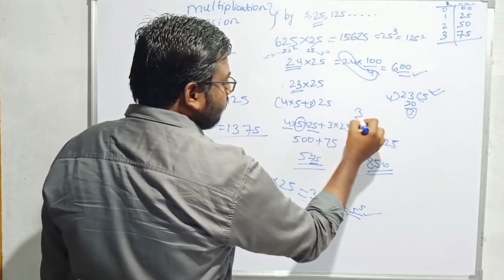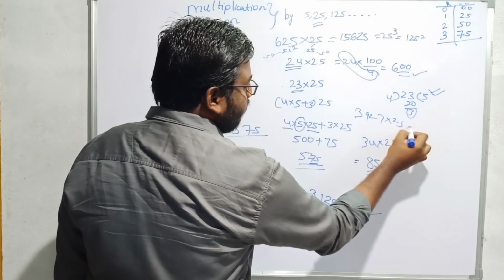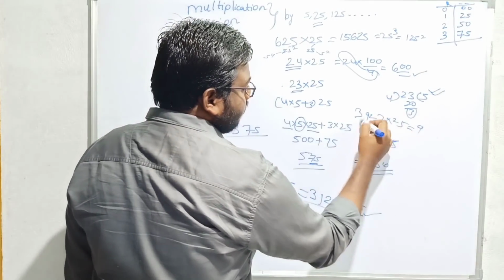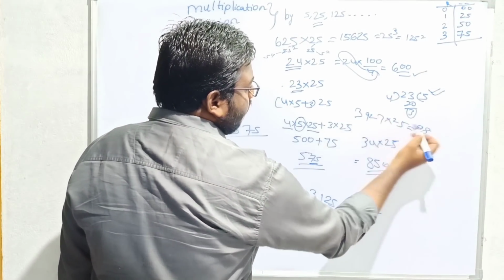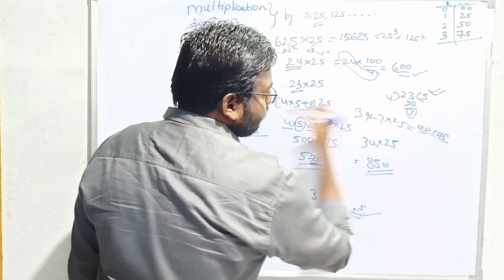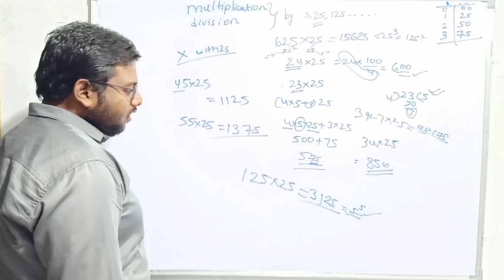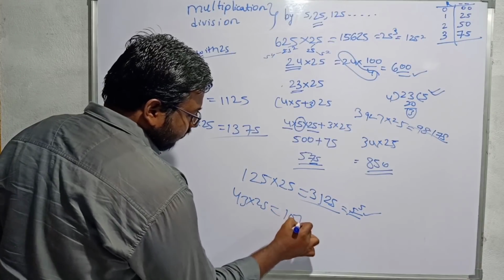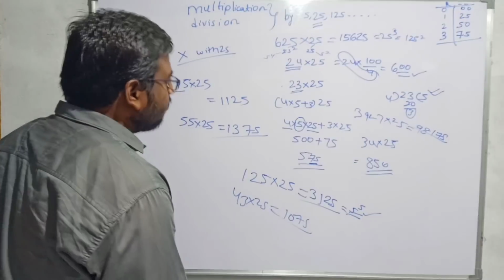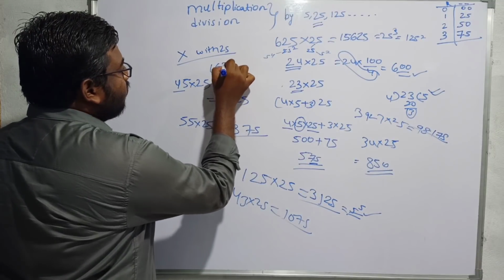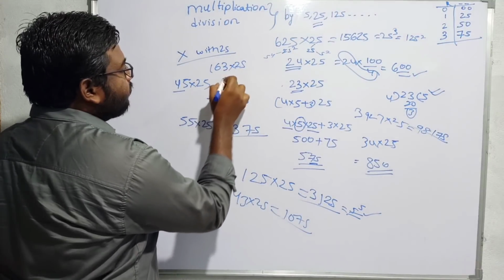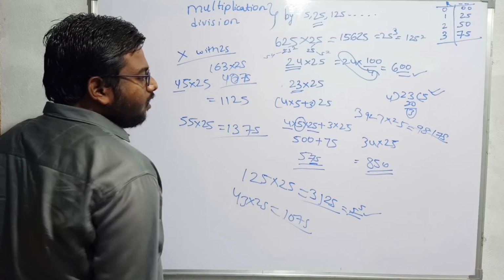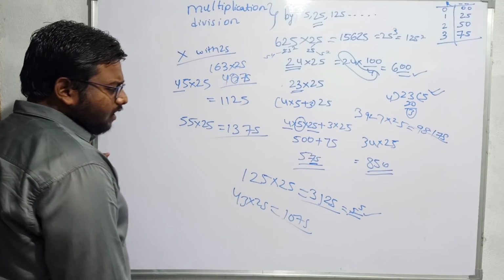For example, 3927 into 25. If I divide this number with 4, what will I get? 4 9s are 36, 4 8s are 32, 4 1s are 4, and 3 is the remainder. Now 4875 will be the answer. For example, 43 into 25, you will get 1075. 1075 will be the answer. For example, 163 into 25. When I divide this with 4, I will get 40, and 3 is the remainder. 4075. So like that you can calculate the number.